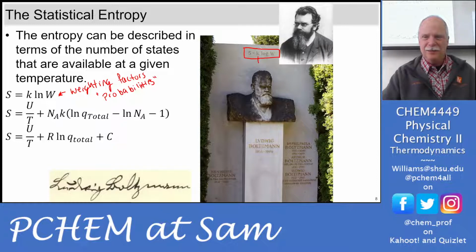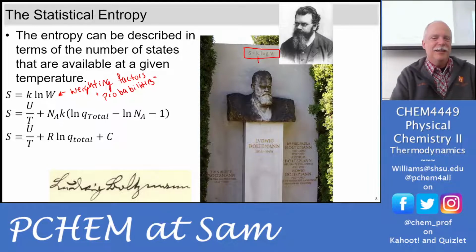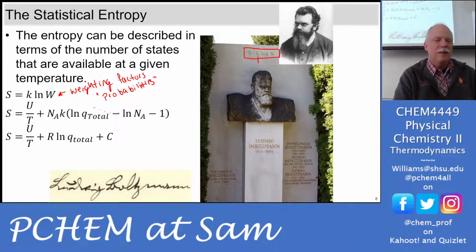So that's another picture of him and his signature. So now we can sign our permission slips with Boltzmann's signature there. Okay, so then this bottom equation, really without the constant, is going to be our statistical entropy that we're going to use.